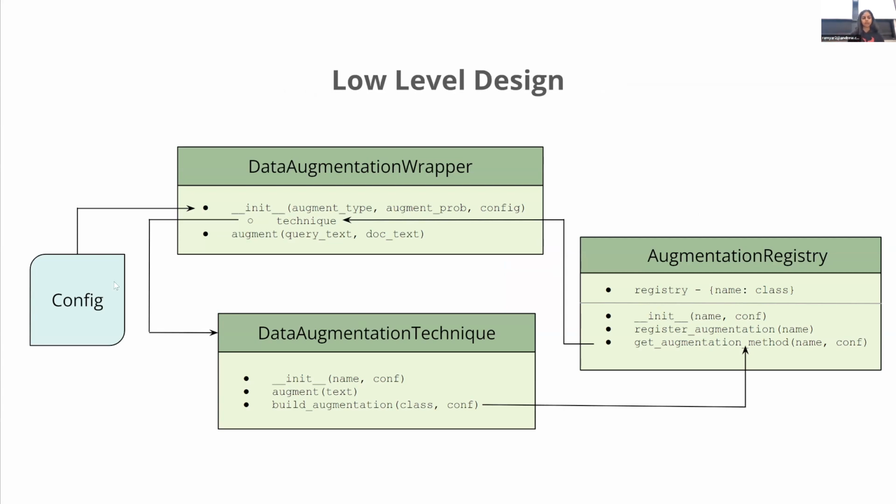So the config file is passed to the data augmentation wrapper. The wrapper in turn passes the query or document to each particular technique according to what's been selected by the user. And we implement all this using a factory design pattern, such that the augmentation registry is able to register each technique as a class using decorators in Python. And finally, each data augmentation technique class will implement augment, which will have the specific details of how the method is actually implemented.